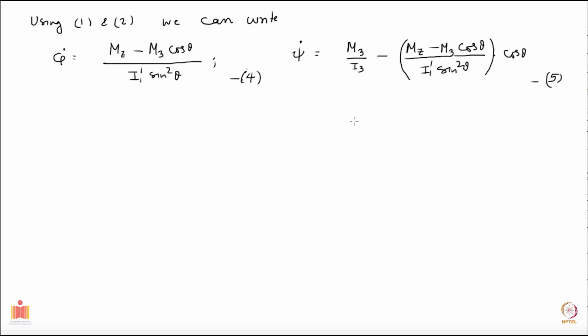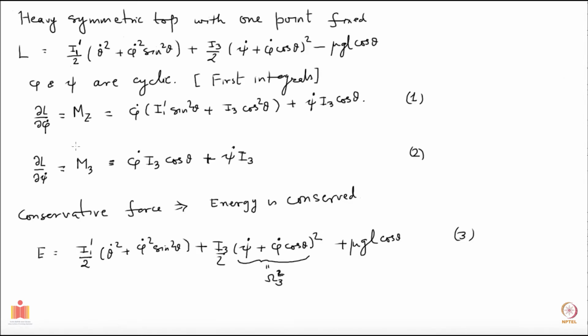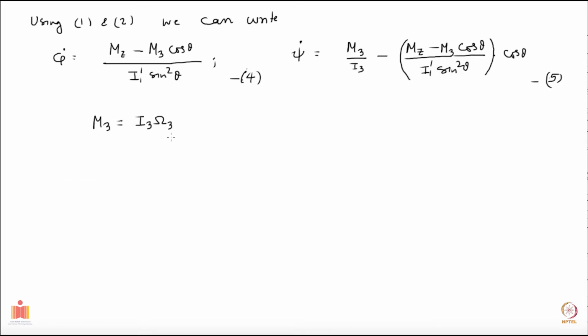Now note that your M3 is just I3 omega 3. The third component of angular momentum is I3 omega 3, because these are your principal axes. And because your M3 is a constant, which we have seen here, M3 is a constant because psi is cyclic, your omega 3 is also constant.